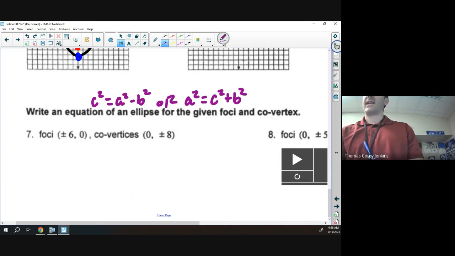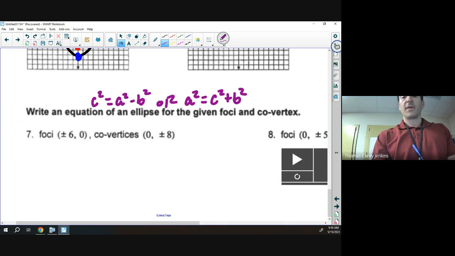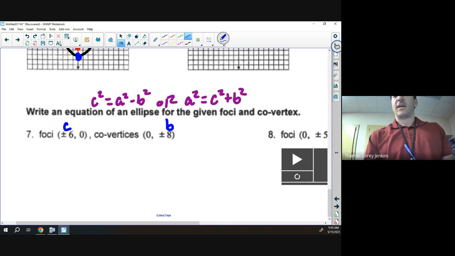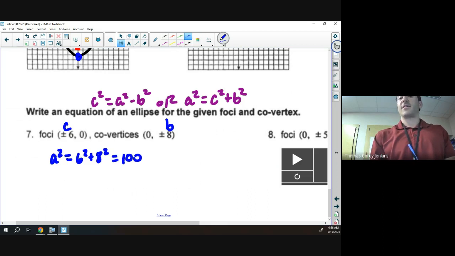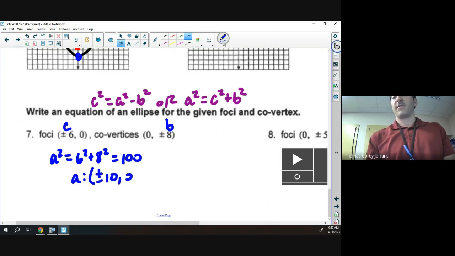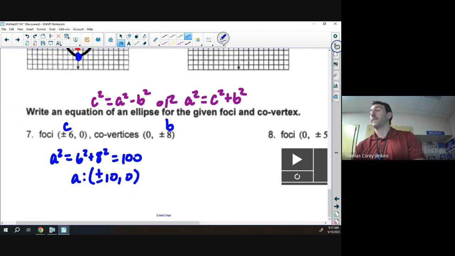So yeah, we'll go ahead and find A first. So in this case, we have C, we have B, and then we have that equation. All right, so we'll go A squared equals 6 squared plus 8 squared. That's 100. So A squared equals 100. That tells me A is at plus or minus 10, comma, 0. The square root of 100 to get 10. Okay?